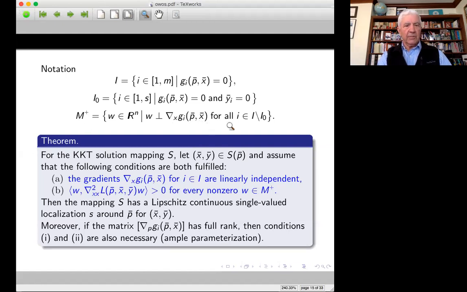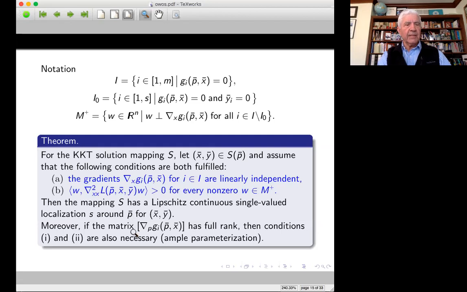I'm not going to explain what this is. This is very standard now. And now here's the theorem, the consequence of the Robinson theorem: if the gradients of the active constraints are linearly independent and the so-called strong second-order condition holds, then the mapping S, the solution mapping of the Karush-Kuhn-Tucker optimality system, has a Lipschitz continuous single-valued localization around the reference point.